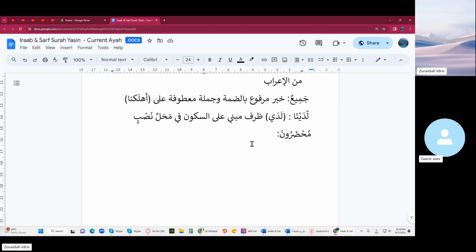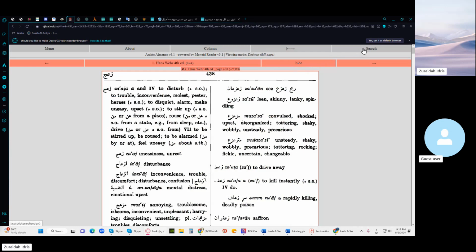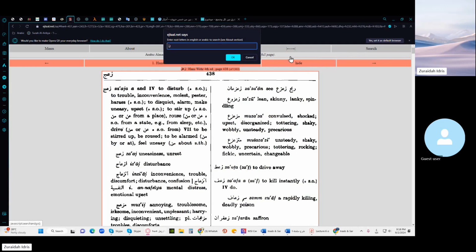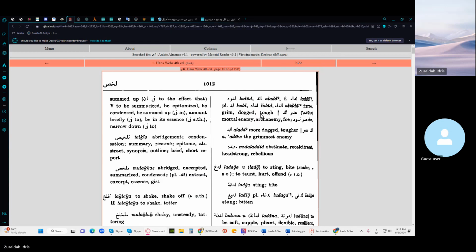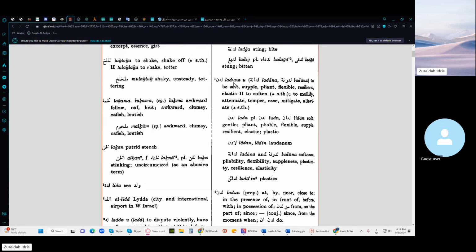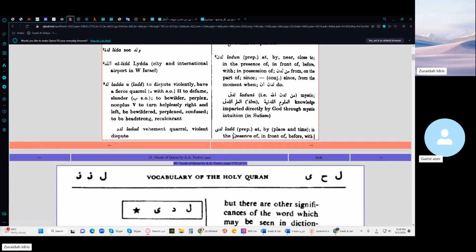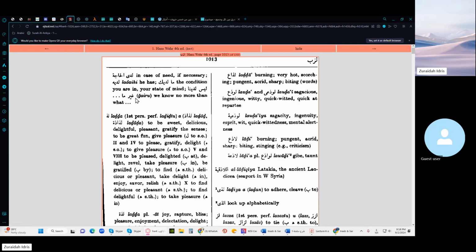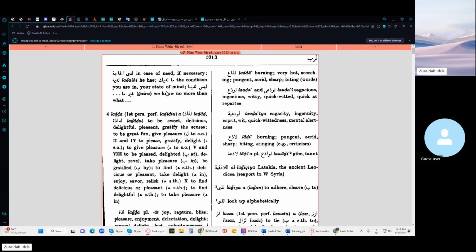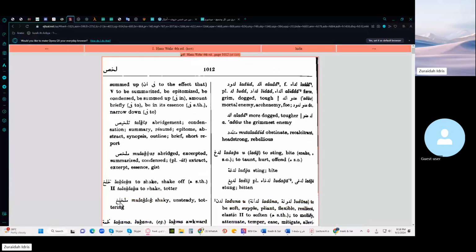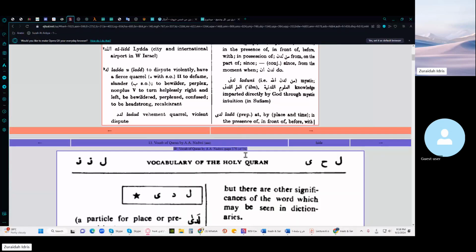If we look at the dictionary, let's look up lada. It's originally lada by itself, and because it is an idafa, the ya comes back. We have another one that we call ladun, but this one, lada, is what we're looking at: by place and time, in the presence of, in front of, before, with. Ladaihi. So this is what we're looking at now.